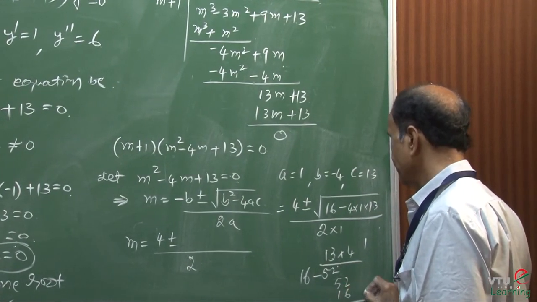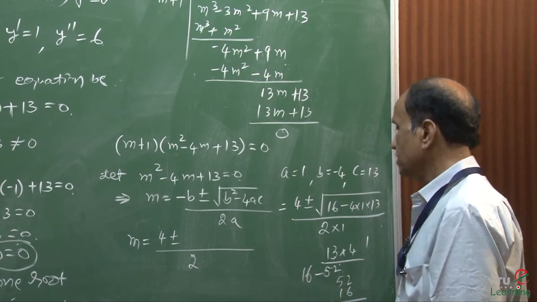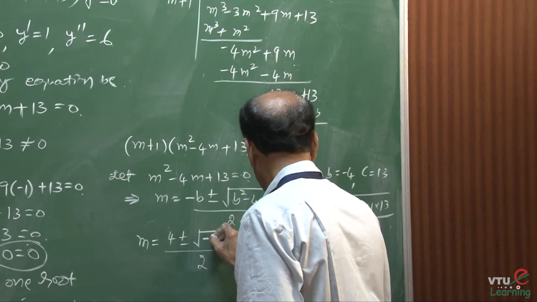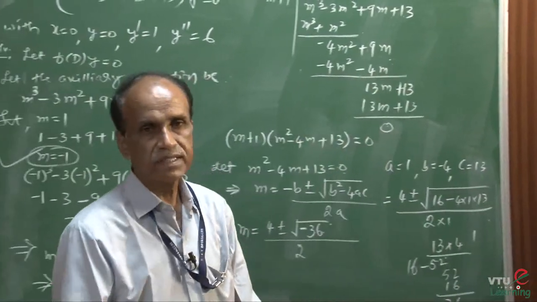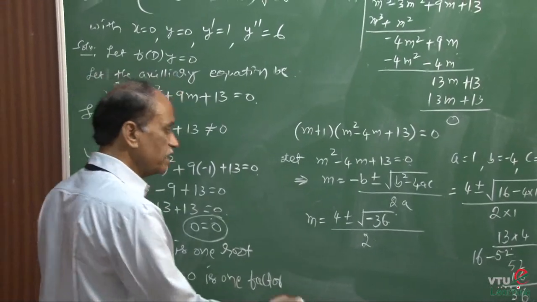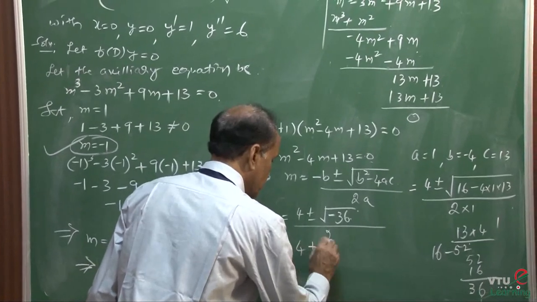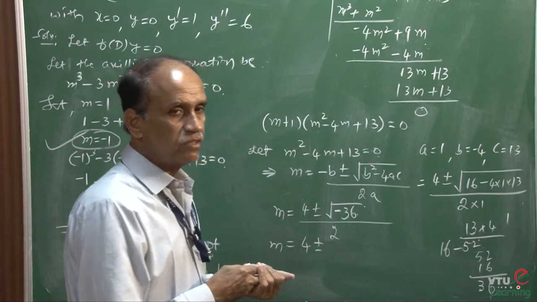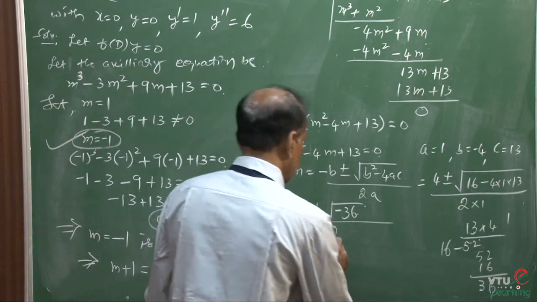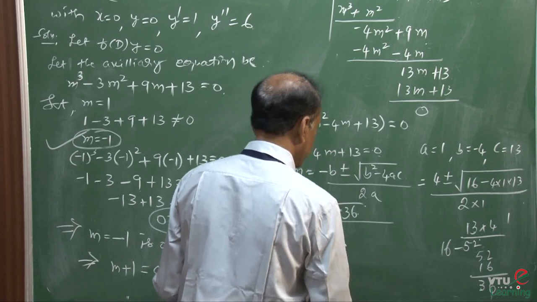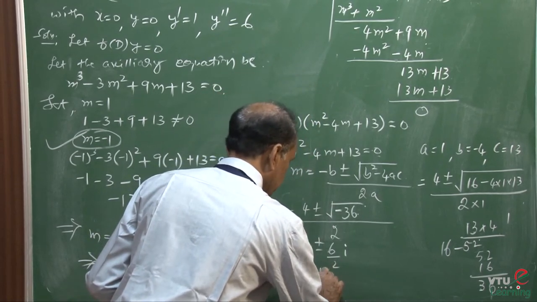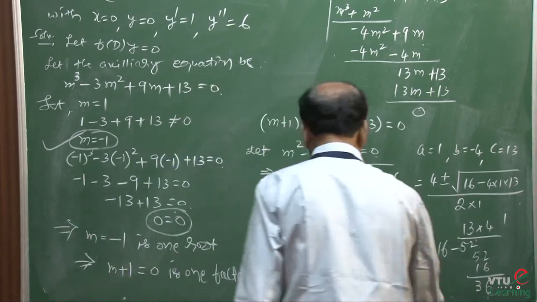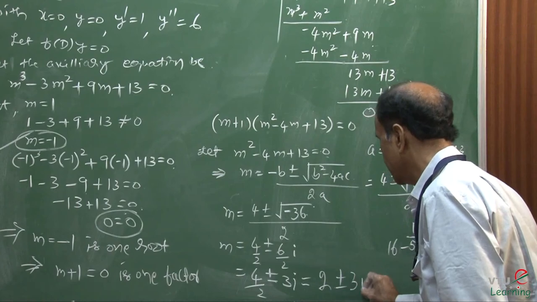So, 52 minus 16, that is 6, and 4 minus 1 is 3, that is 36 with minus sign, because minus 52 is there. Correct? So, minus 36 comes under the root, therefore, you will get an imaginary value. Therefore, m is equal to 4 plus or minus root of minus 36, means root of minus 1 into root of 36. Square root of 36 is 6, you can write, that is 6 times i, divided by 2. Finally, 4 by 2 plus or minus 6 by 2 i means 3i. Therefore, this is finally 2 plus or minus 3i.